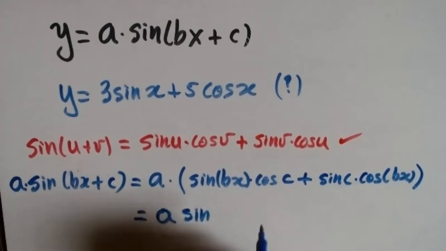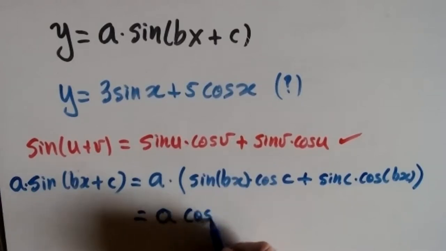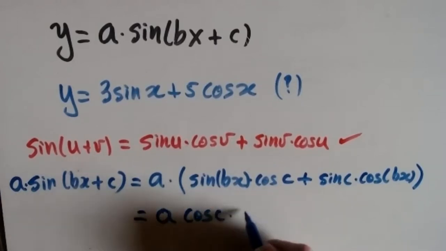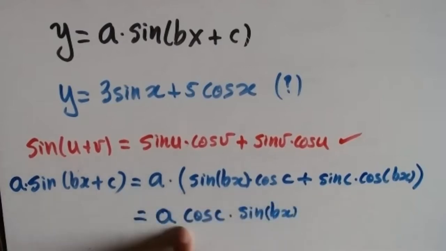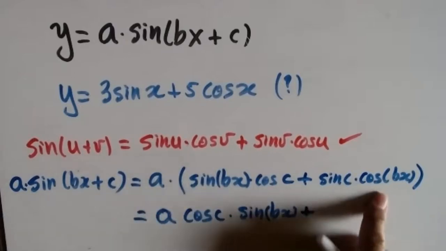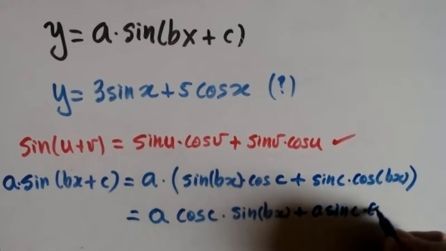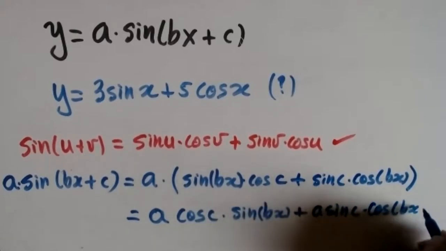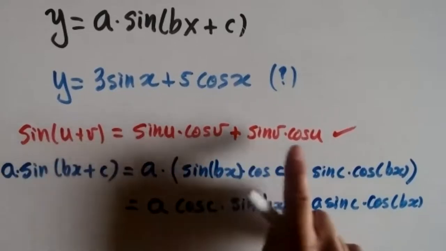Sine, let me just put here, a cosine of z times sine bx. I'm going to put the constants right here at the front. I put this together, and this one with this one is going to be a sine c times cosine bx. So I'm doing just basic algebra. So I have this formula.